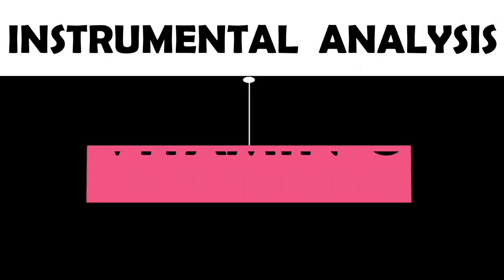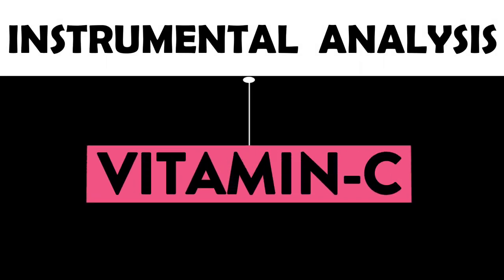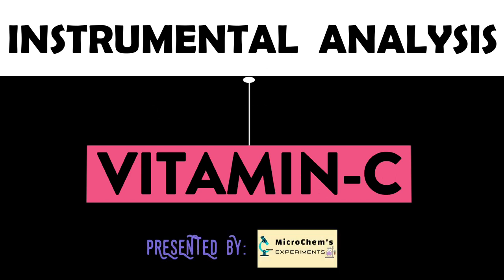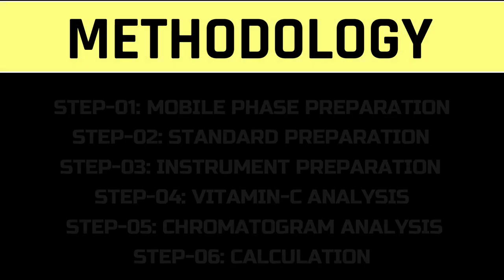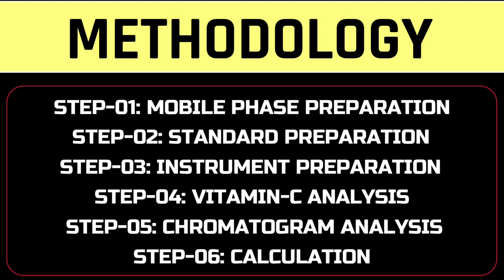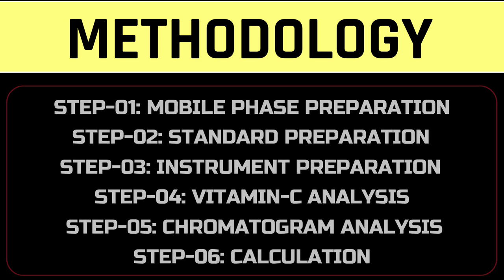Hello viewers, this video is the second part for vitamin C analysis, which represents the details about the instrumental analysis using HPLC. Welcome to Microchem's experiments. We have fragmented the video into 6 steps, like mobile phase, standard and instrument preparation, vitamin C analysis, chromatogram analysis and calculation.